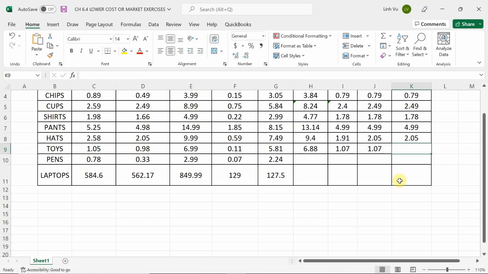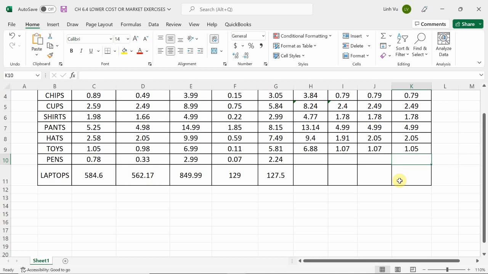So then, which one is lower? My original cost at 1.05 or my market price at 1.07? 1.05. Your original cost is lower, at 1.05.